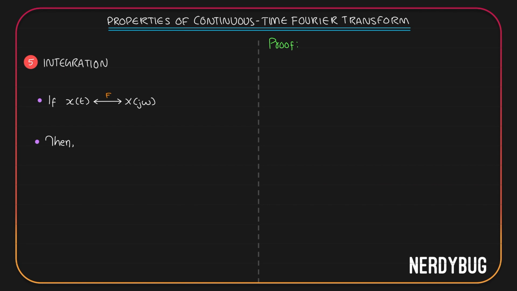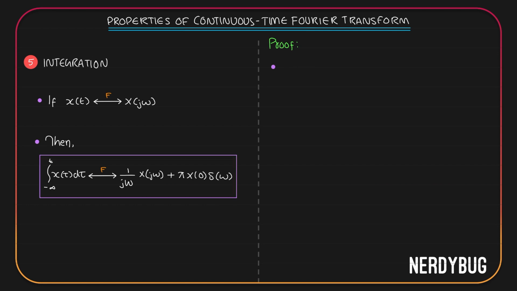The next property is integration. If x of t and x of j omega are Fourier transform pairs, then according to this property, Fourier transform of integral from minus infinity to t x of tau d tau is going to be 1 by j omega x of j omega plus pi x of 0 delta of omega.